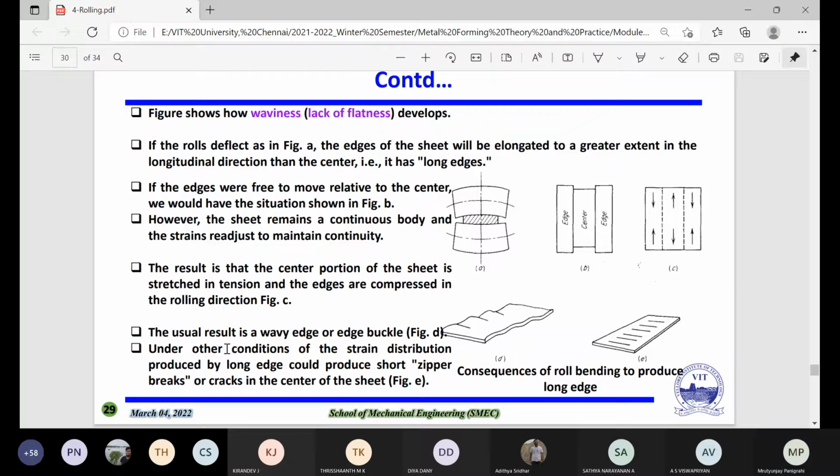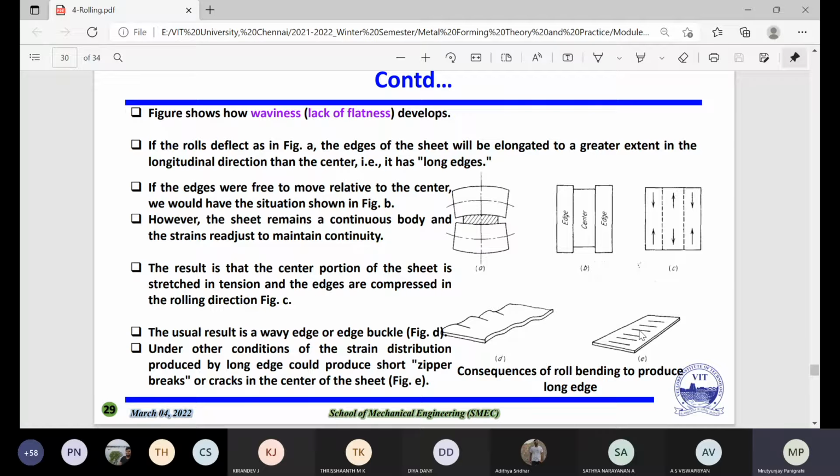Yes, sir. Okay, so finally the result will be the wavy edge or the edge buckle, this one, the D part. Under other conditions, the strain distribution produced by the long edge could produce short zipper breaks or cracks in the center. So whenever you have the strain distribution, you will find some cracks. These are the kinds of defects we find in rolling.